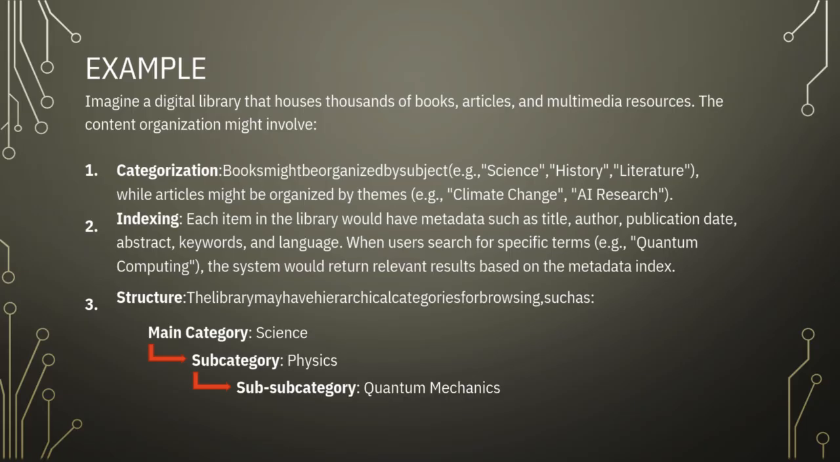Third, structure. The digital library also supports browsing through a hierarchical structure. For example, a user may start at a main category such as science, then move into the subcategory physics, and finally explore a more specific area like quantum mechanics. This hierarchical structure is especially useful for users who are exploring a topic or learning a subject area, rather than searching for a specific document.